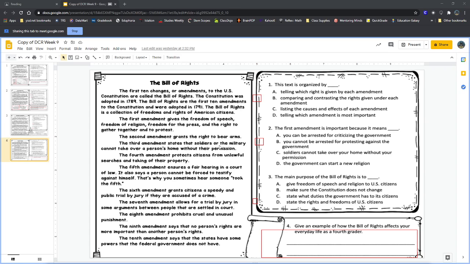A, telling which right is given by each amendment. I'd agree with you, Noah. Look at how they put this in order. The First, the Second Amendment, the Third Amendment, the Fourth Amendment, the Fifth Amendment. So all they're doing is going in order. First Amendment, second, third, fourth. They're not telling us this is the most important and the second most important, the third most important. They're just going in order and telling us what every amendment does for us. I think you're right. I think answer choice A is probably the best one to pick.